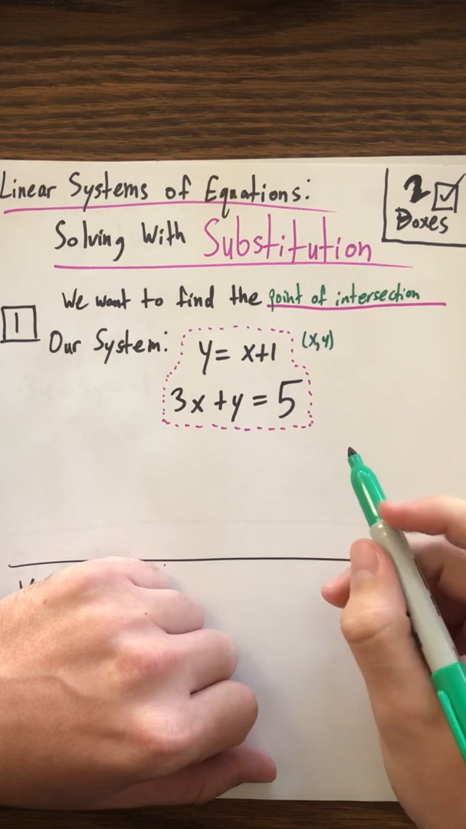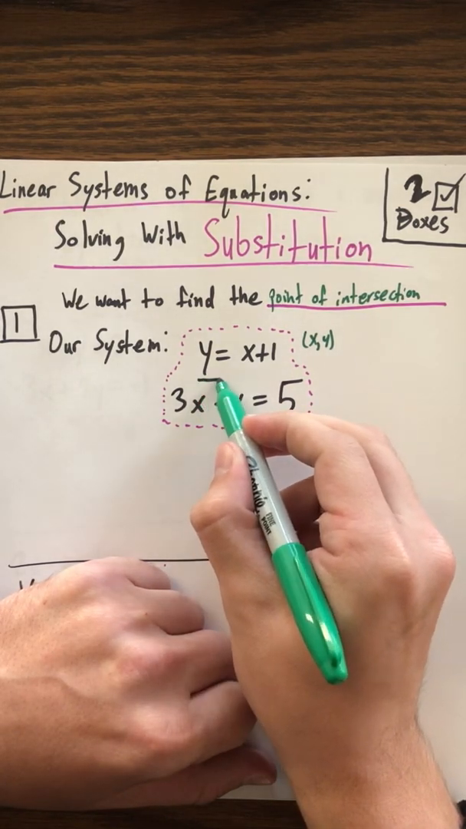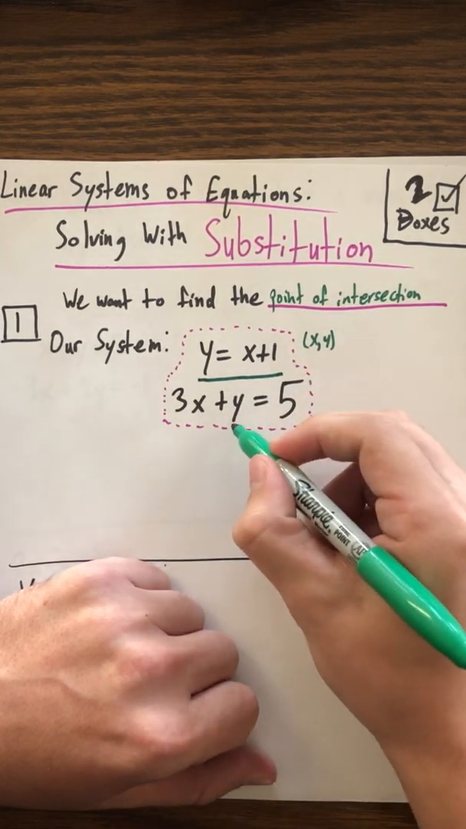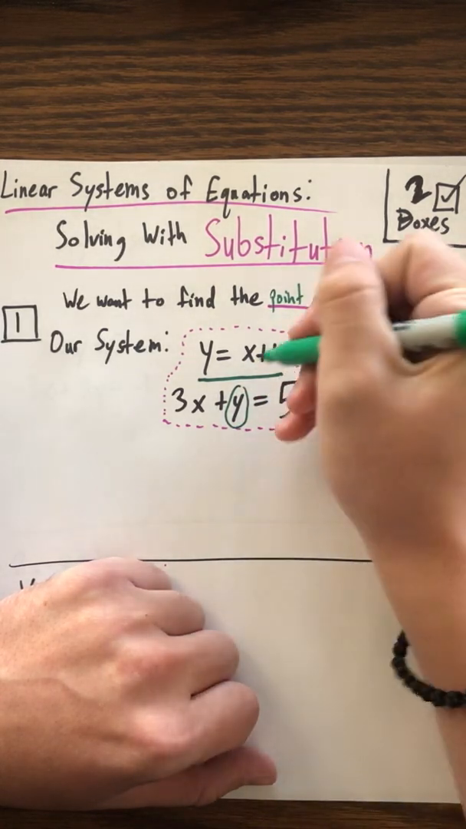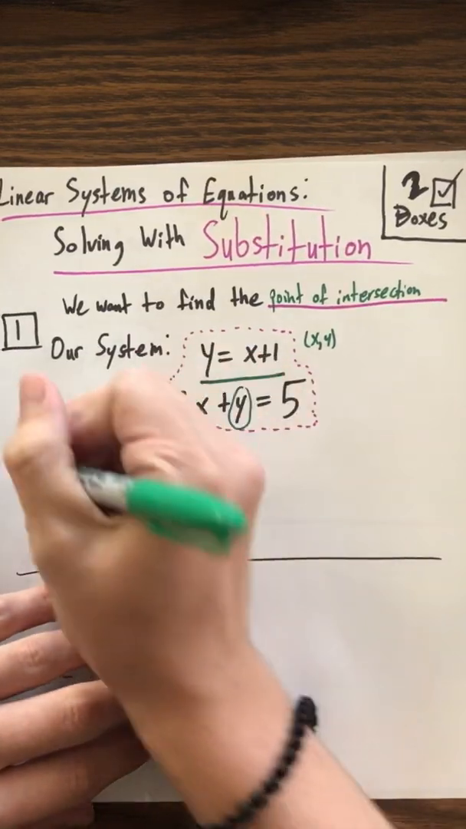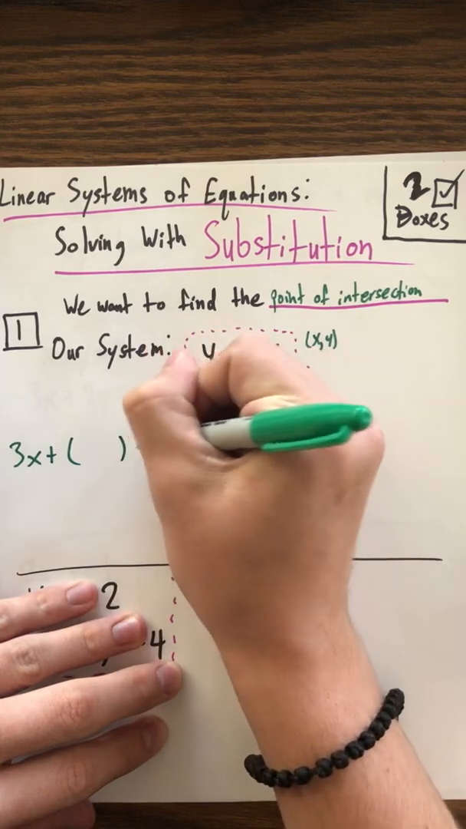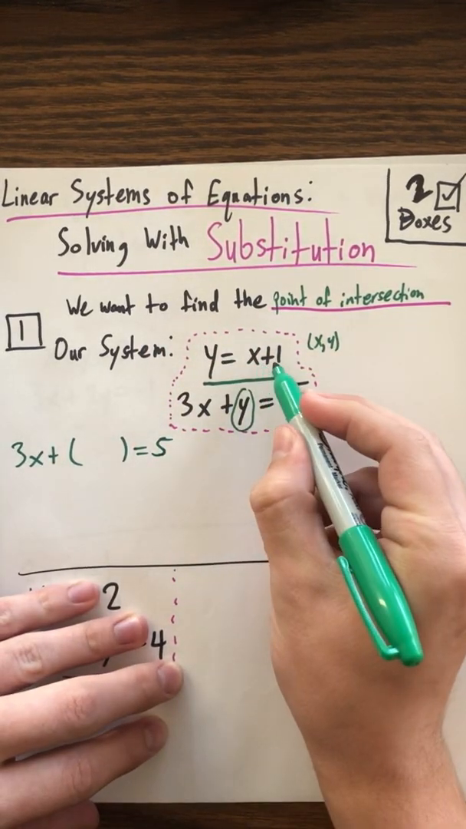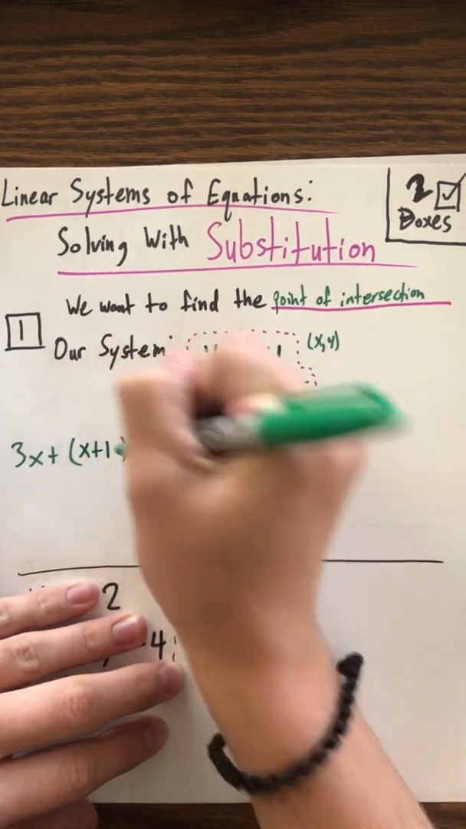So what we can do to substitute is take a look and see that we have something here that says y is equal to x plus 1. And we can also see that down below in our second equation, we have this y here. So we can just plug this first equation into our second equation. So we can do 3x plus, and then this is where we're going to fill it in, equals 5. We're just copying down from here. And then we can plug in our first equation for y. So we can plug in x plus 1.